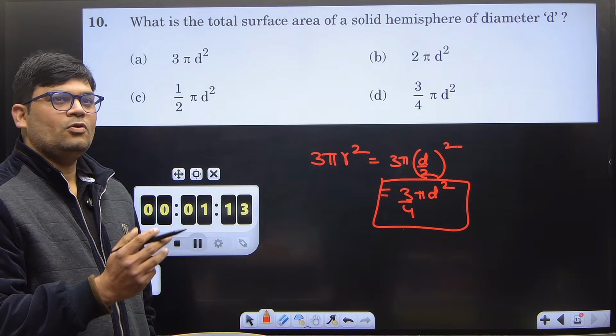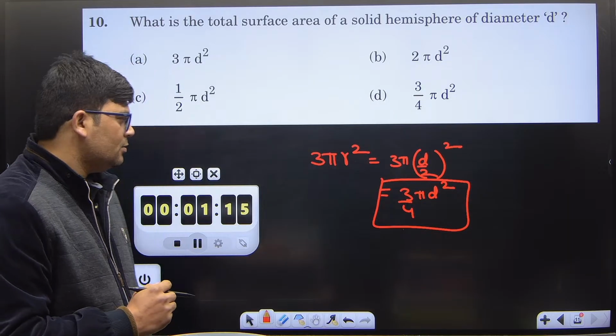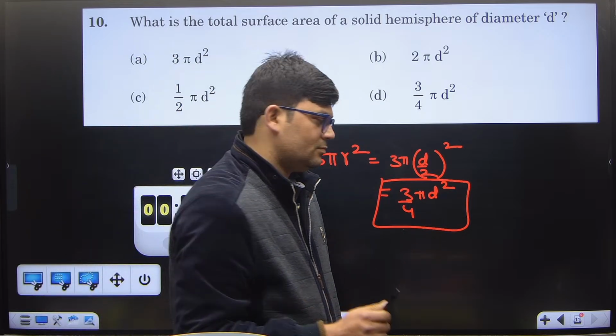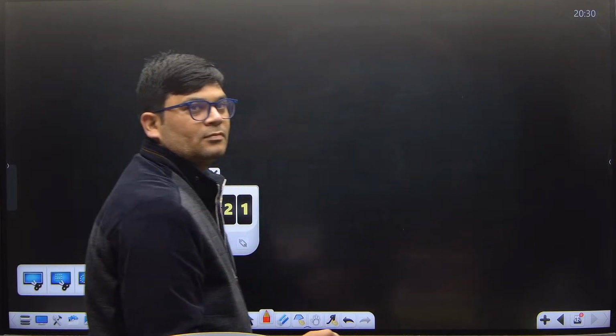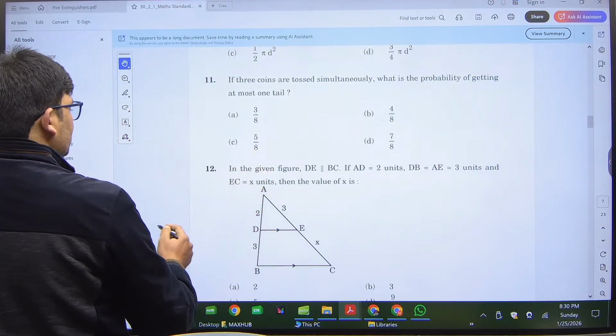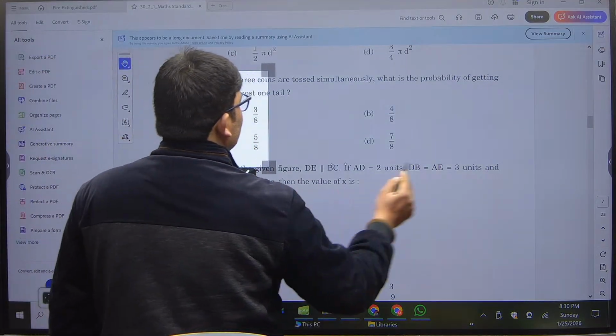Yes, sir. ओके आपका बेटा क्लियर है? आशिका बेटा? फॉर्मूला होता है सॉलिड हेमिस्फीयर का 3 पाई आर स्क्वायर। 3 coins are tossed simultaneously.